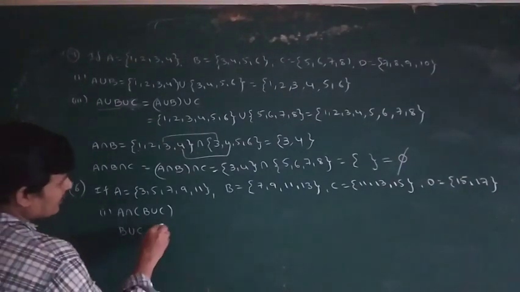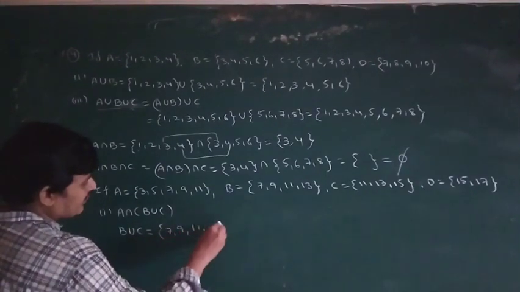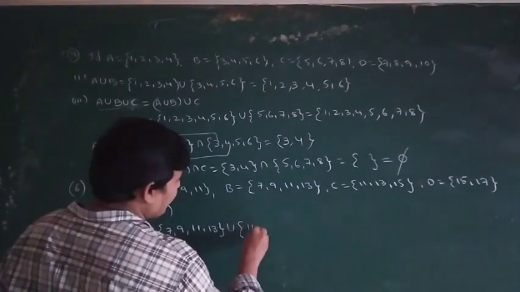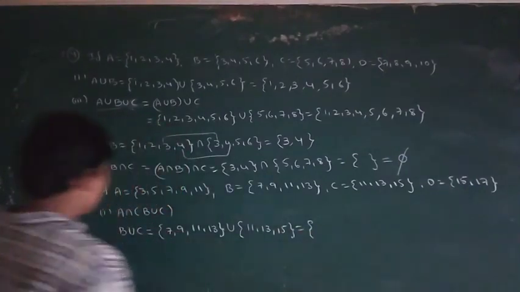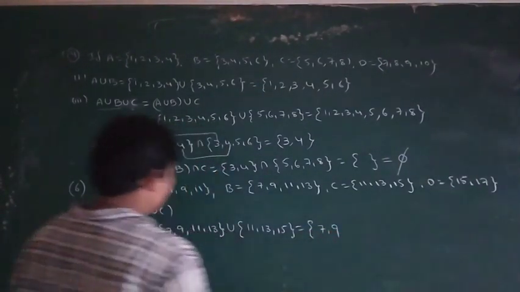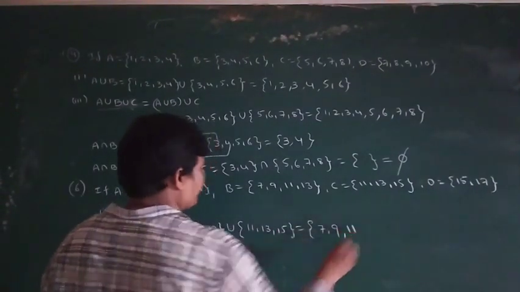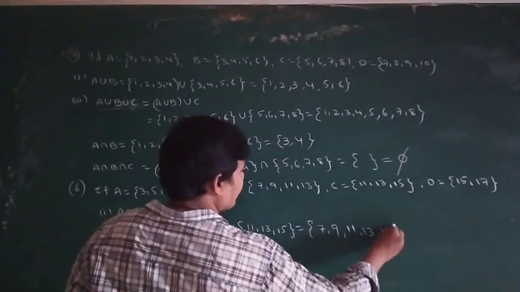What is B? B is equal to 7, 9, 11, 13. Union C. C is equal to 11, 13, 15. So what is the B union C? All elements: 7, 9, 11 two times, so you can write one time, 13 two times, and 15.